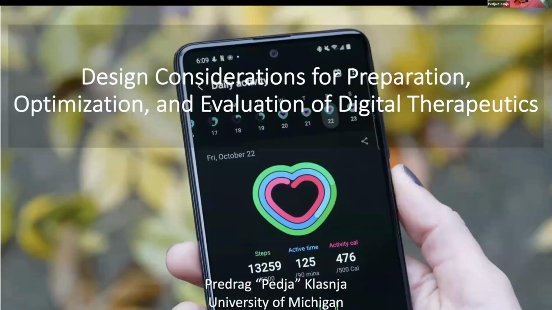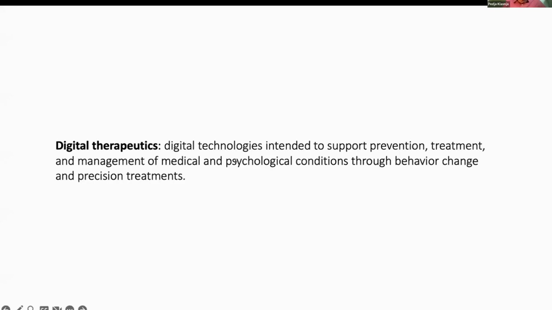I'm going to be using the term, since this was in the title that Vivek used in the slides, the notion of the term digital therapeutics. But really, what we're talking about here are digital technologies that are intended to support prevention, treatment, and management of both medical and psychological conditions through behavior change and different kinds of precision treatments. So, in the context of mobile health, we're talking here squarely in the space of interventions.